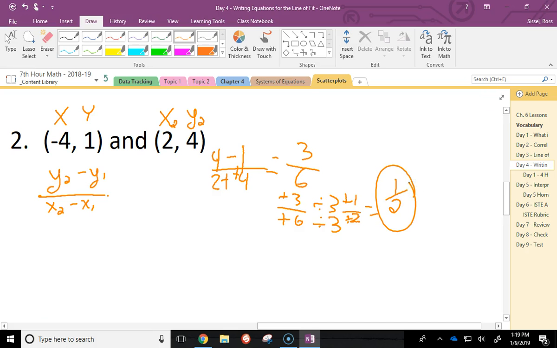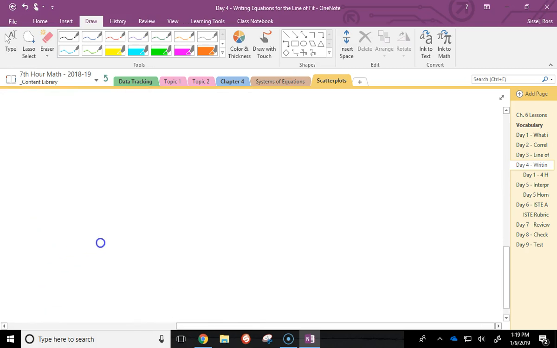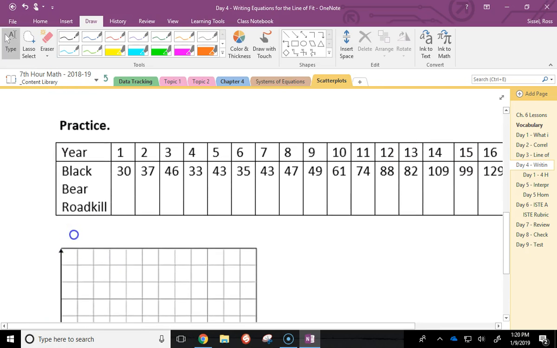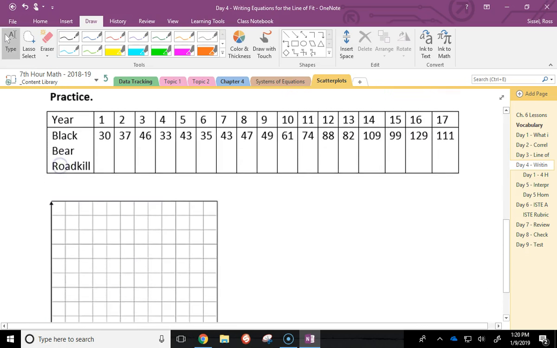Simplifying, your slope should have been 1/2. Not too hard to do this. So, we are going to try and go quickly through this whole process and get done with it today.